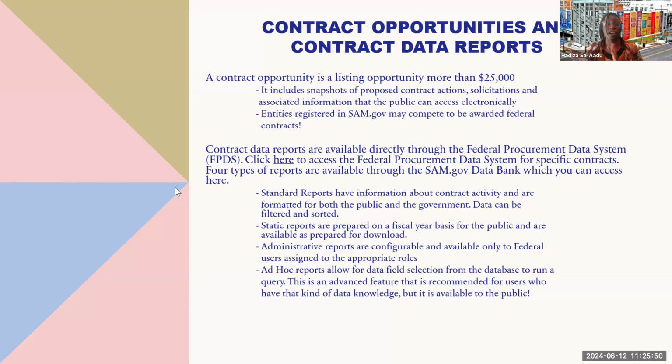Those previously are pulled directly and available through the Federal Procurement Data System, which we have talked about a little bit, or FPDS. You can actually access fpds.gov, which is linked, to find information about specific contracts. So again, from this older database, fpds.gov, sam.gov is able to then produce 4 types of reports.